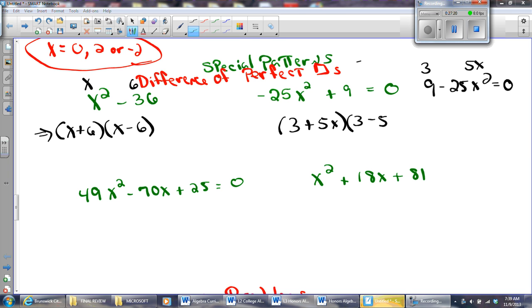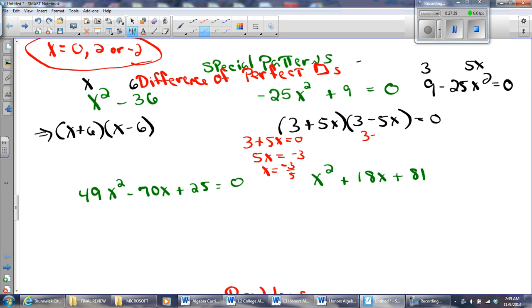3 minus 5x equals 0. Well, now I'll solve both parts. I'll go 3 plus 5x equals 0. Subtracting 3 from both sides will get me 5x equals negative 3. Dividing by 5 will get me x equals negative 3/5. Okay, over here I'll have 3 minus 5x equals 0. Subtracting 3 from both sides, I'll get a negative 5x equals negative 3. Dividing by negative 5, I'll get x equals positive 3/5. And so your answer will be x equals negative 3/5 or positive 3/5.